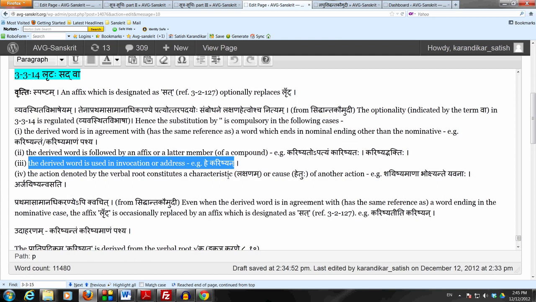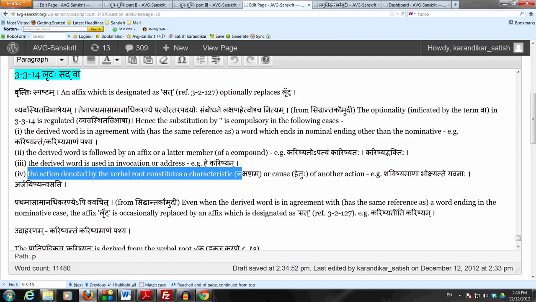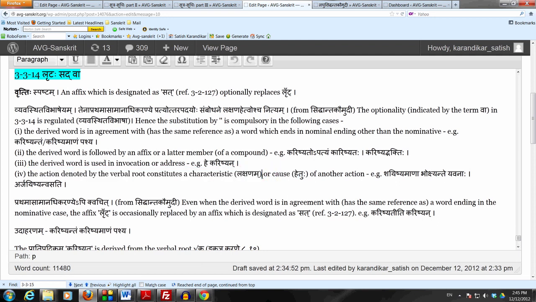by 3-4-78. The fourth category is when the action denoted by the verbal root constitutes a characteristic, which is lakshanam, or a cause, meaning hetu, of another action. For example, shaishyamanaha bhokshante yavanaha, which means that the Greeks shall eat lying down. So this action of lying down tells us how they shall eat. So it's a characteristic of the action of eating. That's also a situation where the shatru or shanach adesha is nityam.